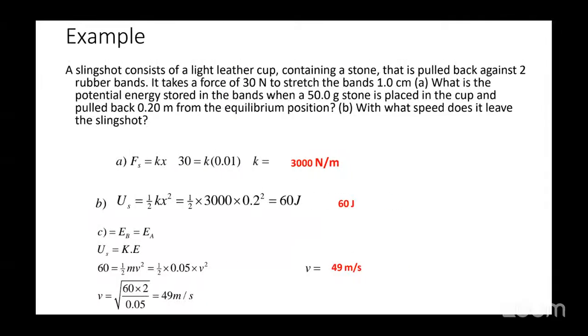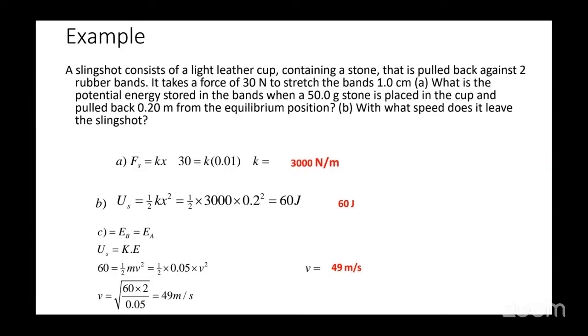The next example here, we have a slingshot consisting of a light leather cup containing a stone that is pulled back against two rubber bands. It takes a force of 30 Newton to stretch the bands 1 cm. A, what is the potential energy stored in the bands when a 50-gram stone is placed in the cup and pulled back 0.20 meter from the equilibrium position? B, with what speed does it leave the slingshot?